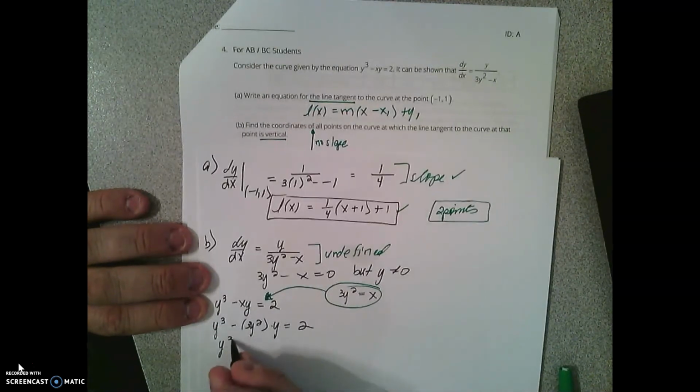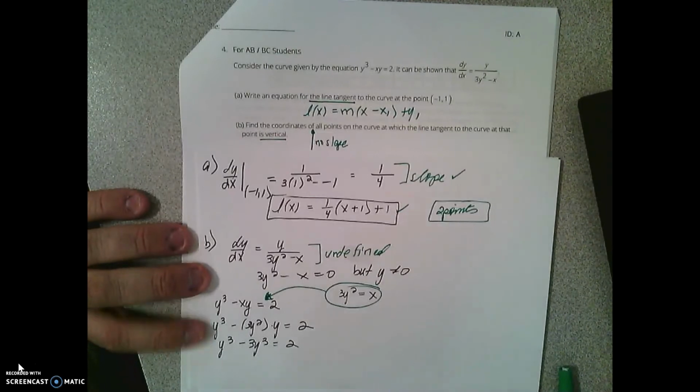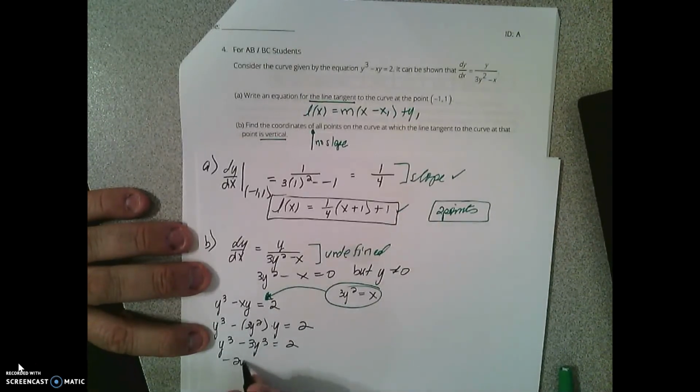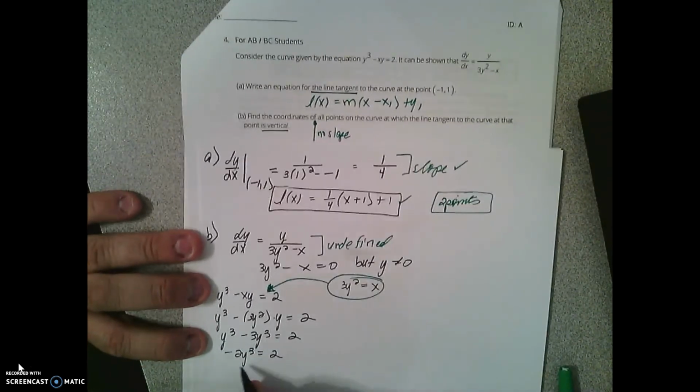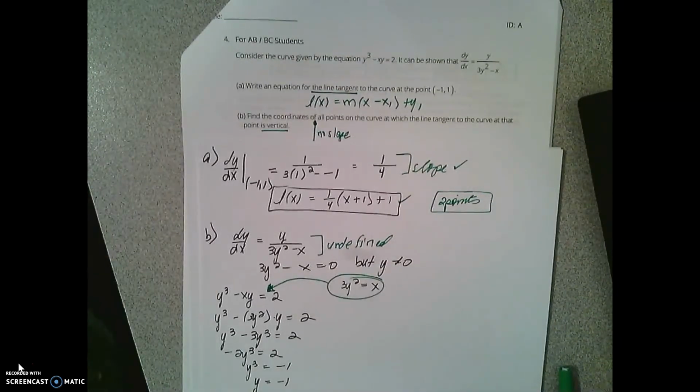Let's do some more algebra. y cubed minus 3y cubed is equal to 2. Combining like terms, negative 2y cubed is equal to 2. Divide both sides by negative 2. That means that y cubed is negative 1. And if y cubed is equal to negative 1, then y must be equal to negative 1.